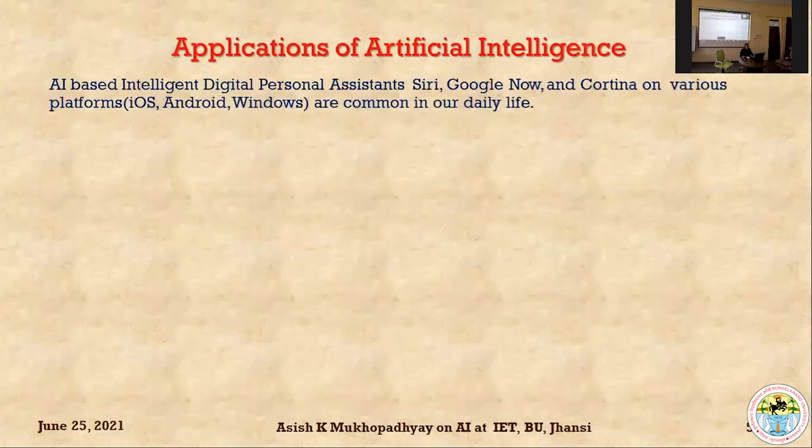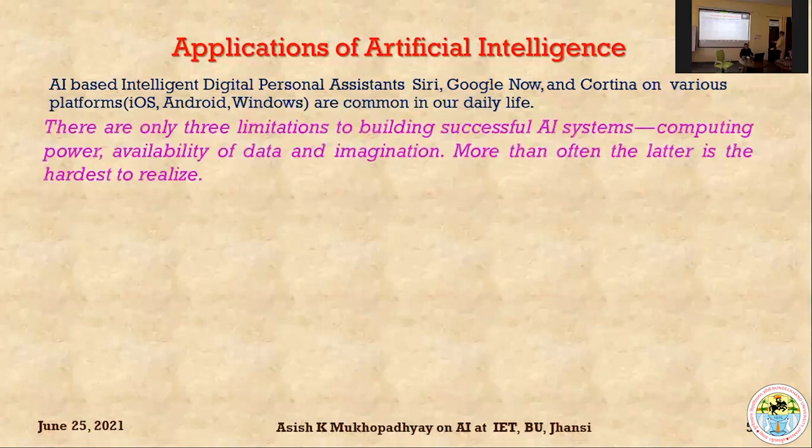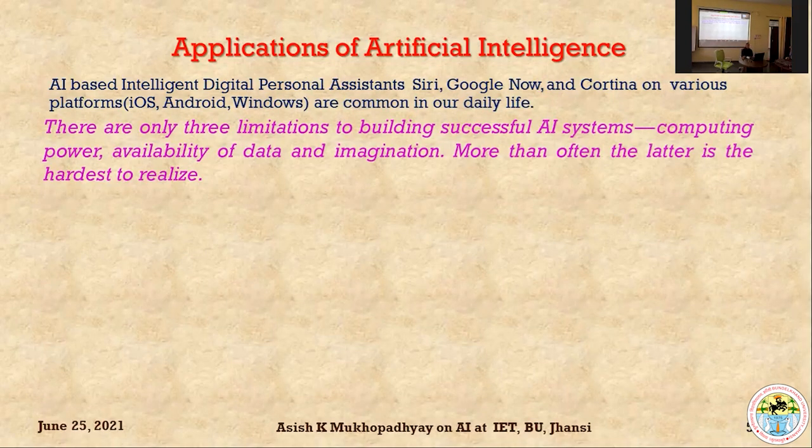Then applications, too many applications. See, limited building, so computing power, availability, data, and imagination. These are three components required. Without imagination, you cannot do. Very important thing. Psychology part, more often than not, the latter is hardest to do.